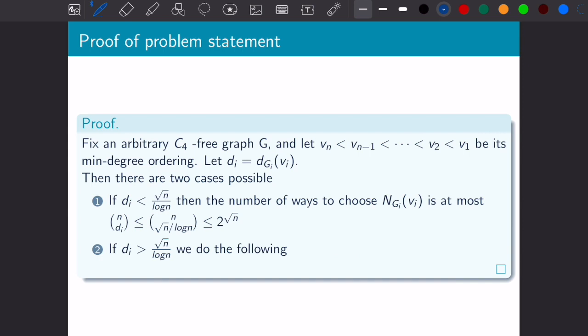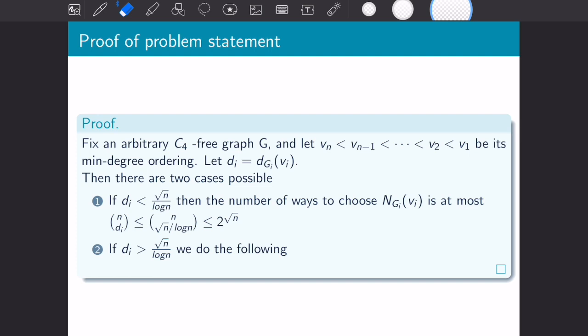So now let's move on to the actual proof of the given problem statement. Now the given problem statement can be divided into two cases. For this, I'm using a notation di, which denotes the degree of vi in Gi. As you recall, Gi is the graph which is formed by vertices v1 to vi, where all the vertices follow the min order sequence. So right now there are two possible cases. One is when di is less than root n by log n, and another is when di is greater than root n by log n.